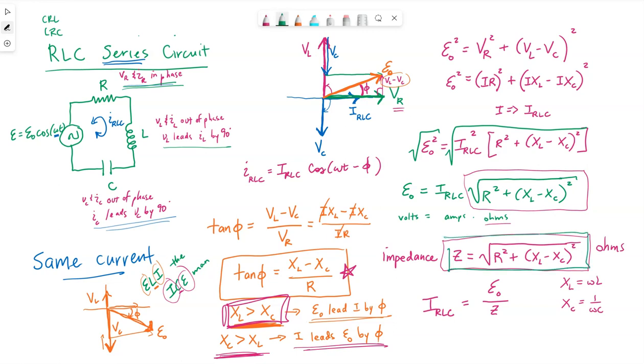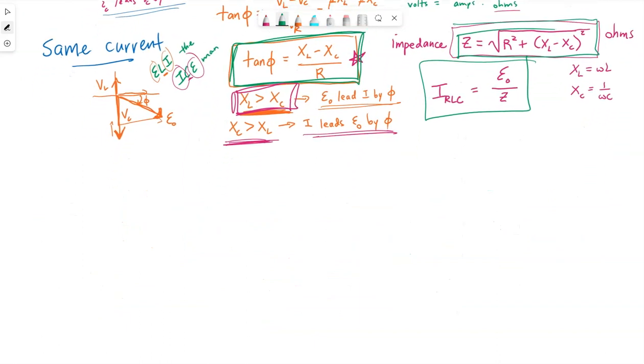Z, the impedance. The overall current that flows in the circuit is directly related to the source voltage and inversely related to that impedance. The overall angle between the voltage and current can be determined with this tangent inverse equation. Let's talk just a little bit more about power.